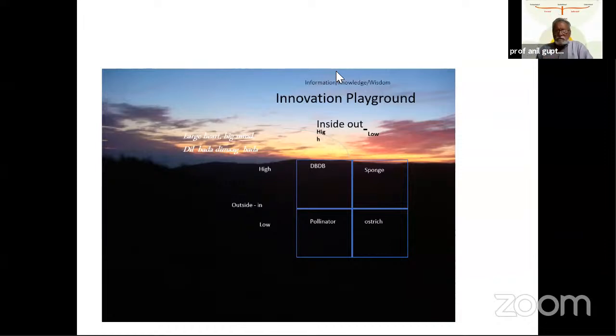So ostriches are those who are not willing to share, not willing to learn. Now, next we go to sponge. Their inside out is low. They don't share with others. Procter & Gamble, Johnson & Johnson, large corporations. But they are very willing to learn from outside.